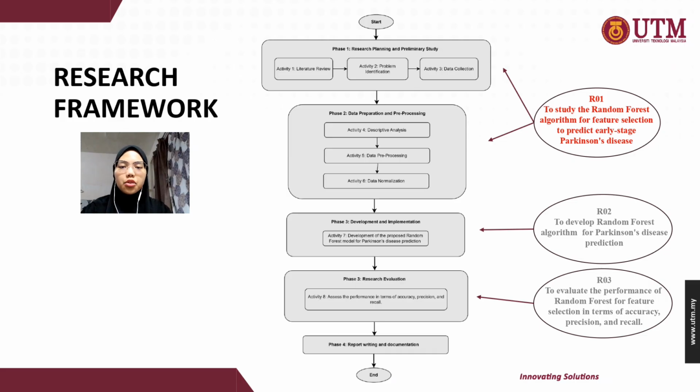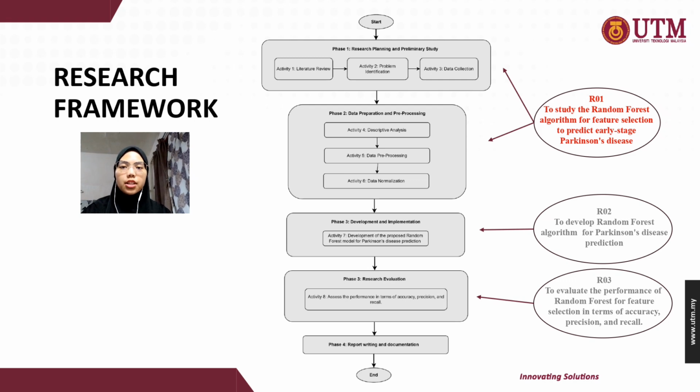This study is structured into several phases, each with specific objectives. RO1 is to study the random forest algorithm for feature selection to predict early-stage Parkinson's disease, involving phase 1 and phase 2.